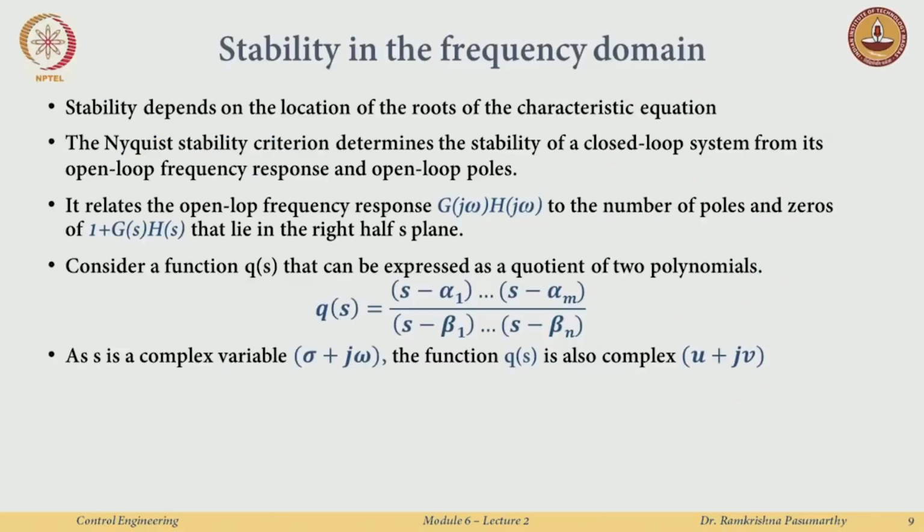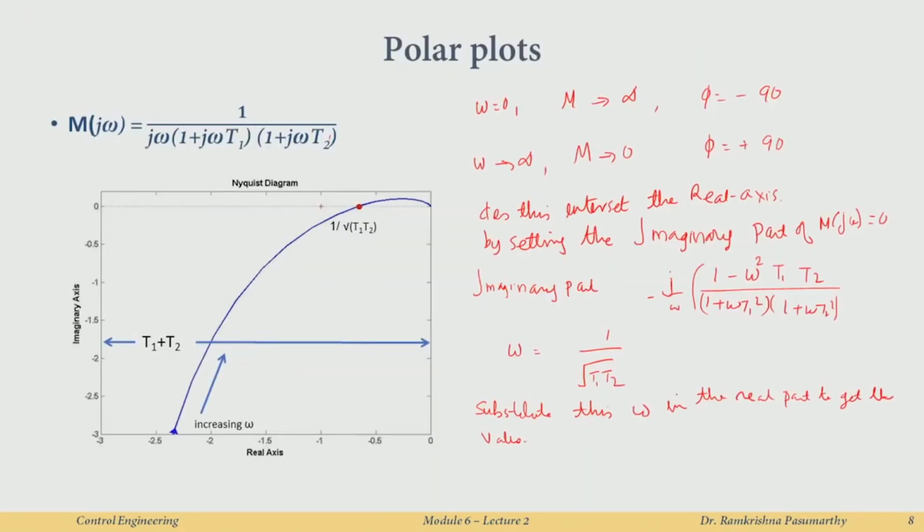Based on these things, we can keep on adding one more pole here, j omega square, and possibly add a 0 here, and then keep on doing a bunch of things. But okay, we'll just stop here.